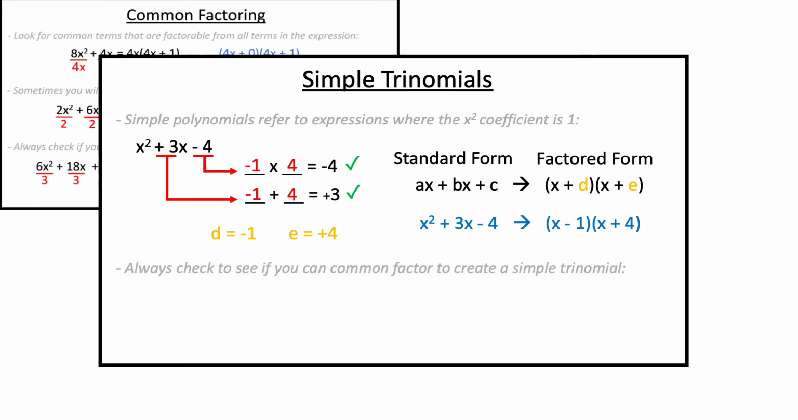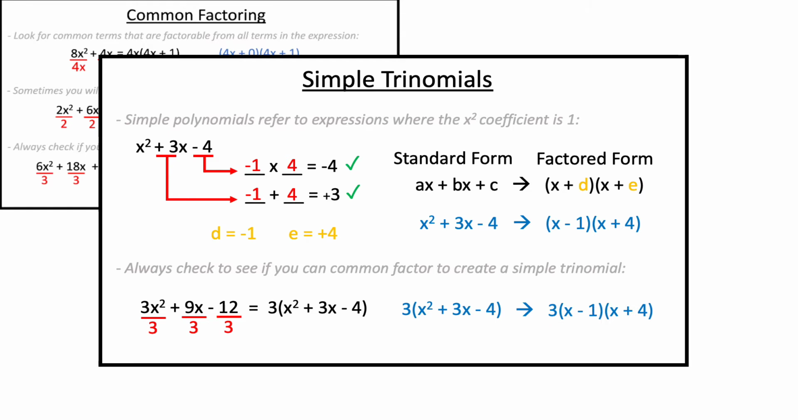Now, one thing that's very important to note is you always want to check if you can common factor to create a simple trinomial. So, for example, this does not have an x squared coefficient of 1. It has an x squared coefficient of 3. And this is obviously a problem. However, the first step we should always do is see if we can common factor. And sure enough, if we common factor out 3, we've actually created a simple trinomial. Now, I chose this to be the same simple trinomial I listed above, and we now know how to factor that. So now we factored something that looked a lot more confusing, but it really broke down to be a common factor and then a simple trinomial expression.